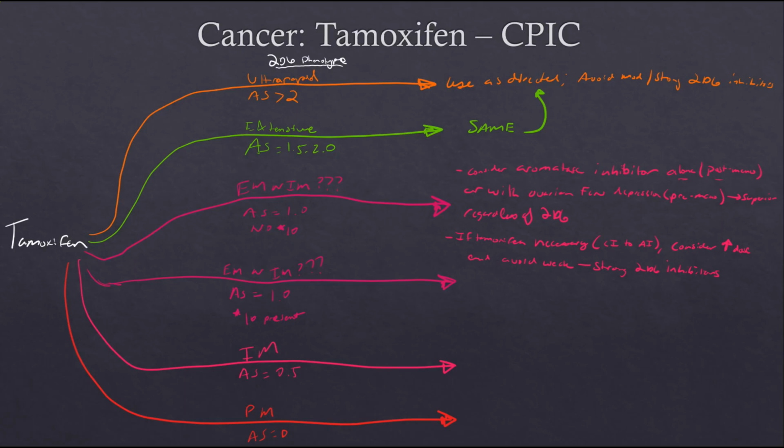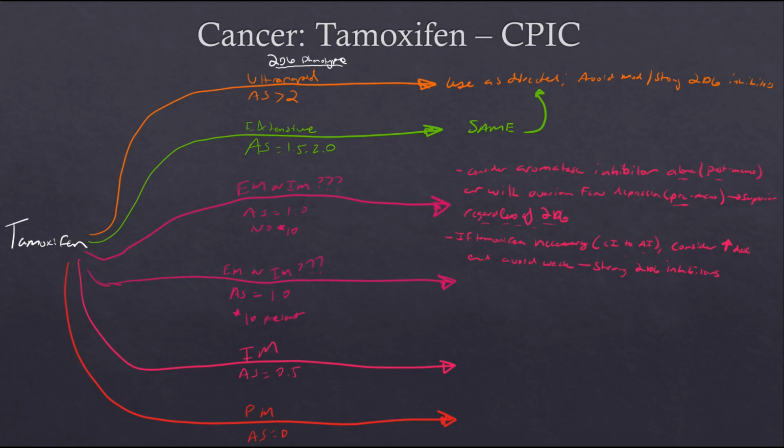And the reason they do this is because it's superior regardless of your CYP2D6 genotype, meaning that it's not dependent on all this 2D6 effects that we're talking about. So something that likely can be applied to any sort of metabolizer phenotype. However, if tamoxifen is actually necessary, possibly due to a contraindication to aromatase inhibitors, then you want to consider a dose increase and avoid weak all the way to strong 2D6 inhibitors.